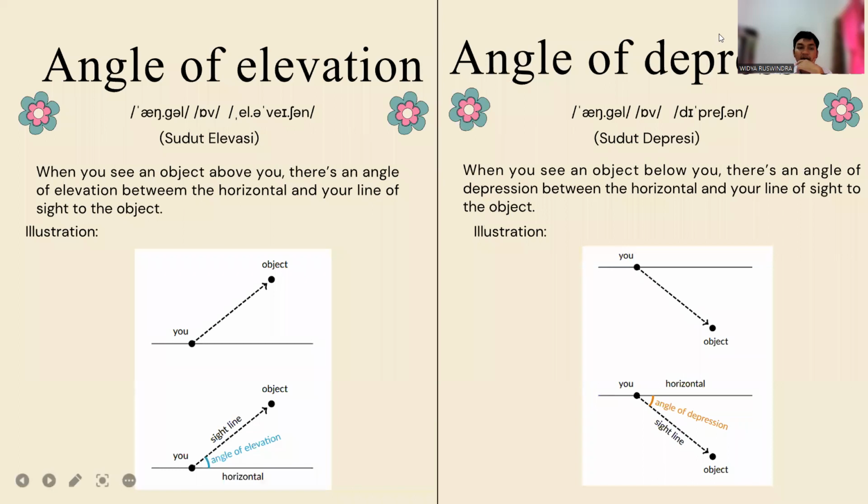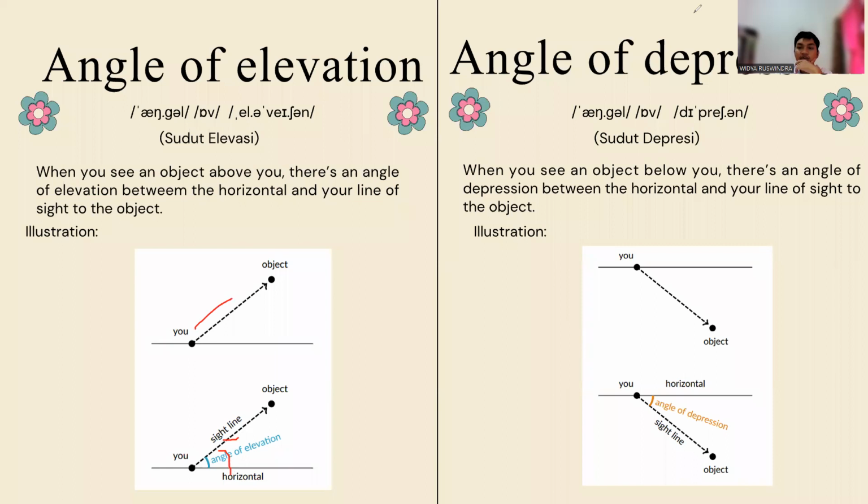Next is angle of elevation. In Indonesian, we say sudut elevasi. For definition, when you see an object above you, there's an angle of elevation between the horizontal and your line of sight to the object. For illustration, this is you and this is the object, and this is the sight line. So this is the angle of elevation.